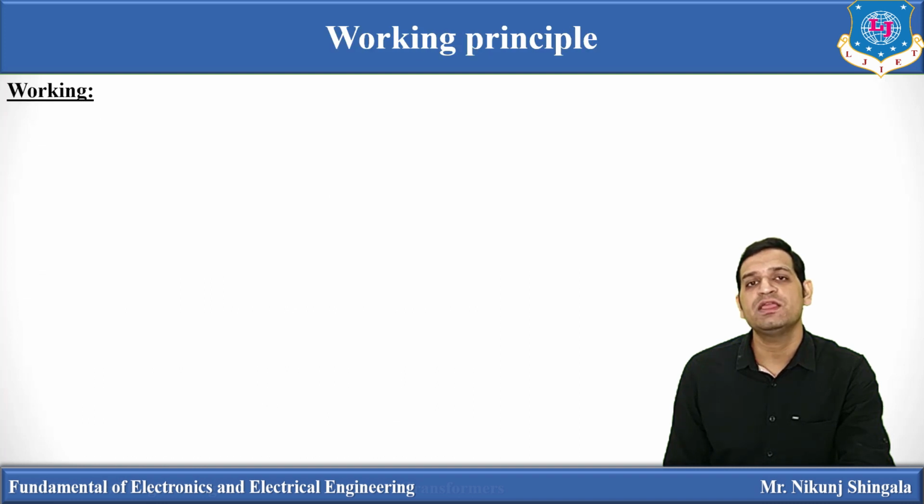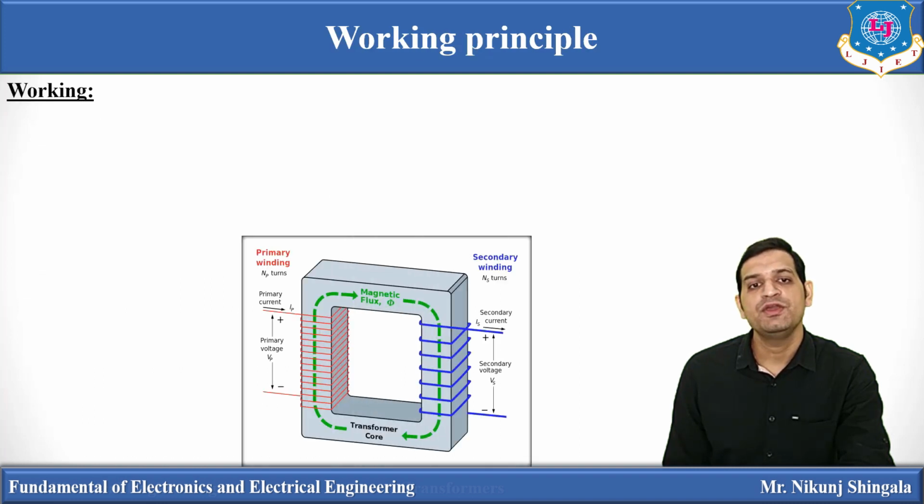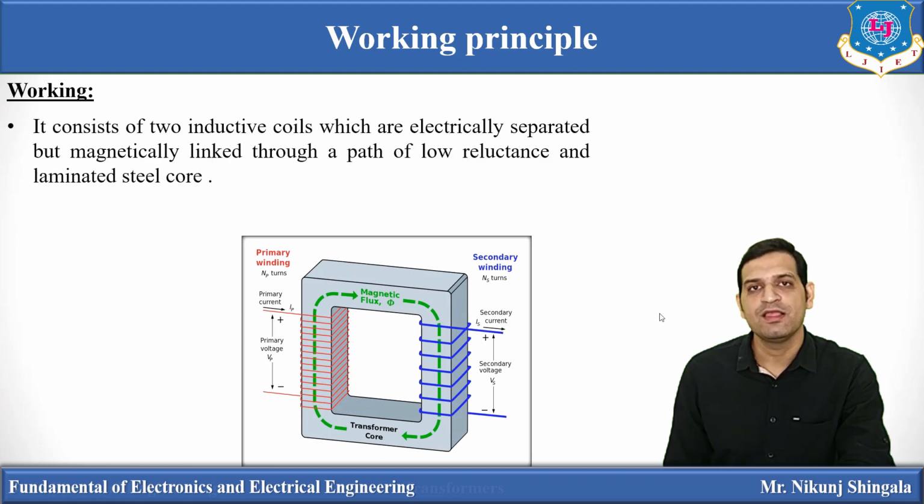Now moving towards the working principle of the transformer. Here you can see one circuit which consists of two inductive coils, and these coils are electrically separated but magnetically coupled through a low reluctance material, known as a core. The core is laminated. It is not a single piece. It consists of a number of thin lamination sheets. Steel sheets are used to design the core.